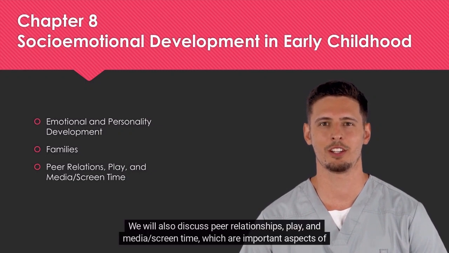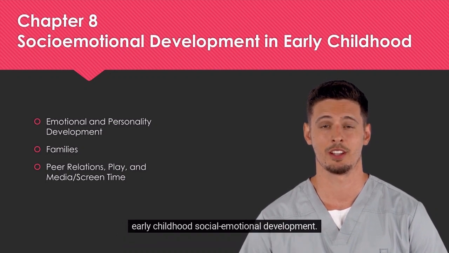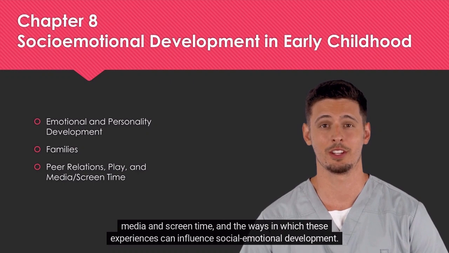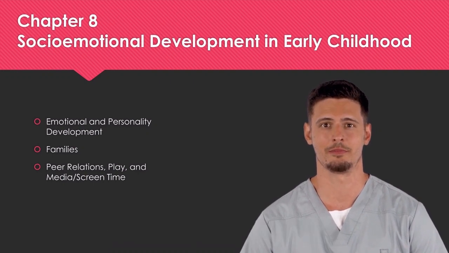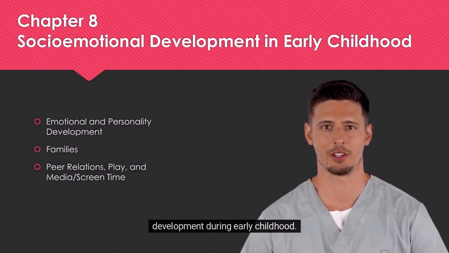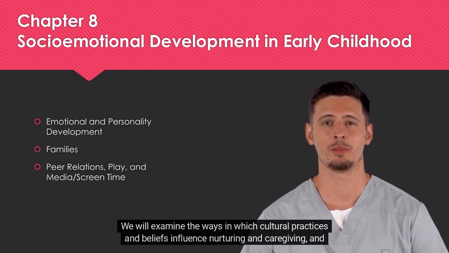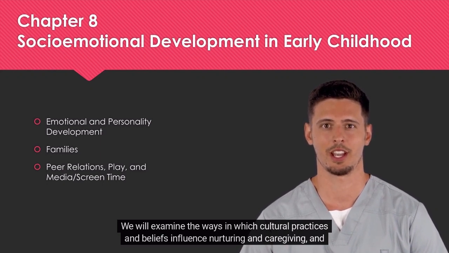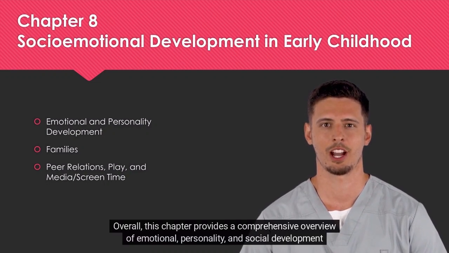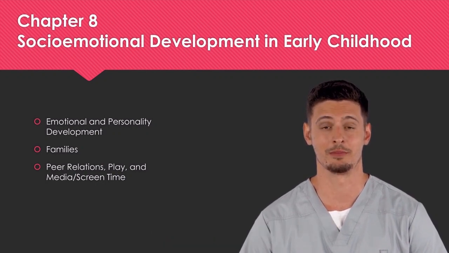We will also discuss peer relationships, play, and media/screen time, which are important aspects of early childhood social-emotional development. We will examine the ways in which children form relationships with their peers, engage in play activities, and use media and screen time, and the ways in which these experiences can influence social-emotional development. Finally, we will discuss the broader cultural and environmental factors that shape social-emotional development during early childhood. We will examine the ways in which cultural practices and beliefs influence nurturing and caregiving, and the ways in which social and economic contexts can influence developmental outcomes. Overall, this chapter provides a comprehensive overview of emotional, personality, and social development that occurs during early childhood.